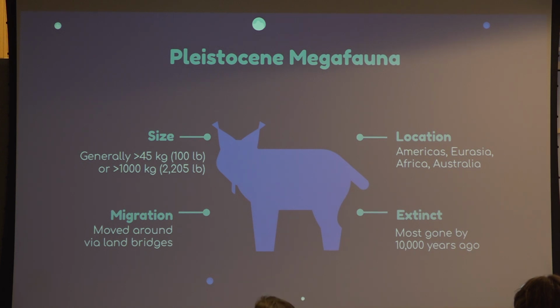They migrated all around the world with land bridges. They were found in the Americas, Eurasia, Africa, Australia. Basically every continent had their own megafauna. And they're mostly extinct. Most of them were gone by about 10,000 years ago.